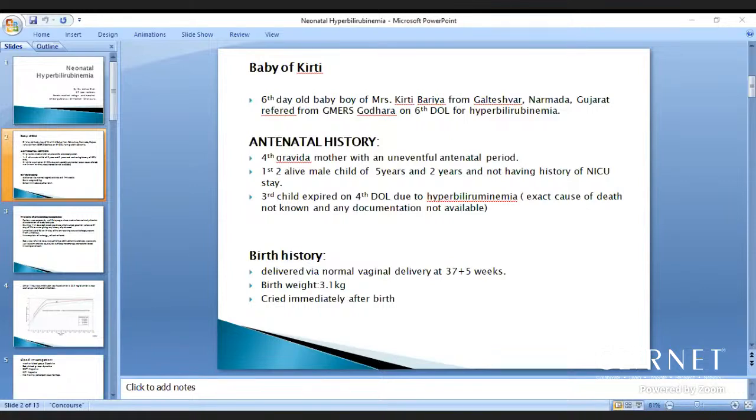Presenting complaints. Patient was apparently well until 5 days ago, when the mother noticed yellowish discoloration of body and eyes. During the first 2 days... Sorry to interrupt you, Ashish, the slide is not moving. Okay, sir. Just 1 second.